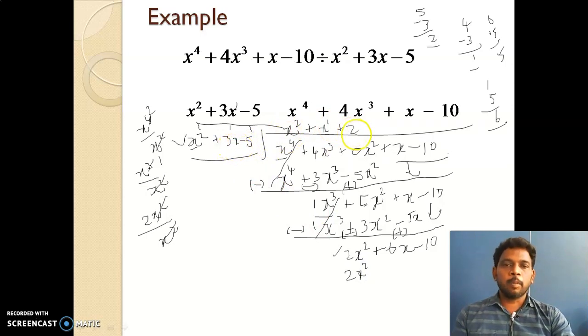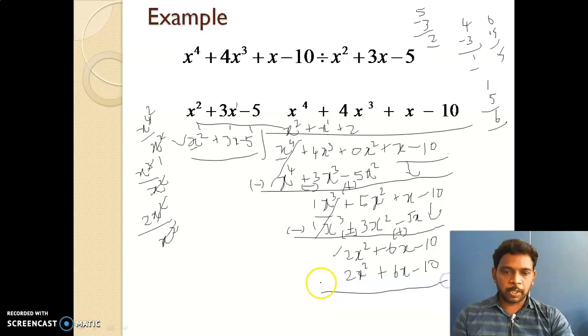And for the second term, multiply the second term with this one. So here 3x plus 2. So when you multiply 3 2s are 6x. And here minus 5, here plus. So minus into plus is minus. So 5 2s are 10. Next, change the sign of the down expression. So here minus, here also minus, and here plus.